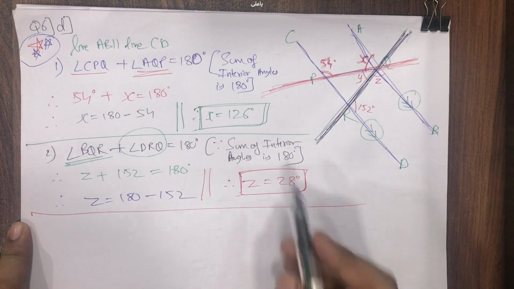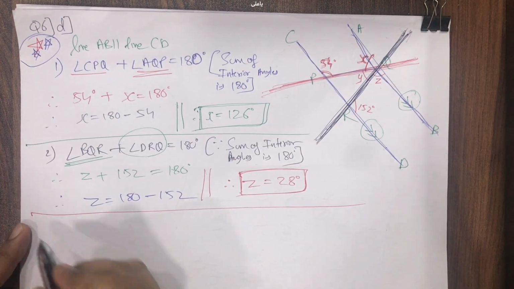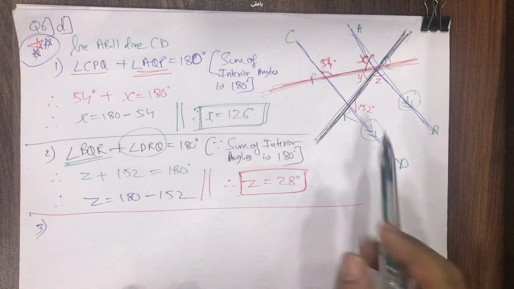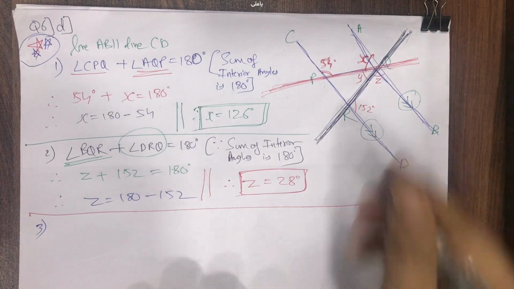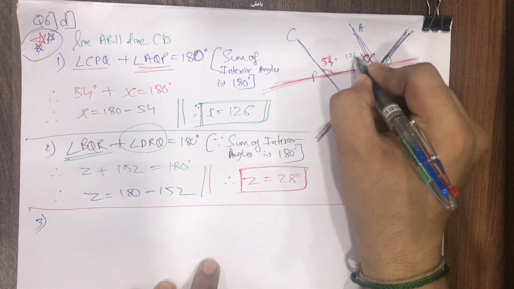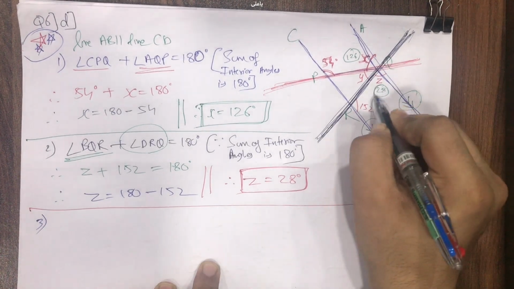So we got the value of X, we got the value of Z, and now it's a very simple thing. Now pay attention, please. Students, what value did we get for X? Let me write over here. Value of X is 126 degrees. I'm writing within a circle. Value of Z is 28 degrees. I'm writing within a circle.